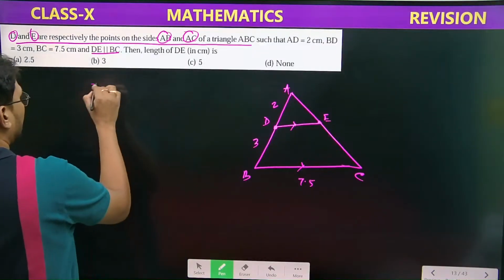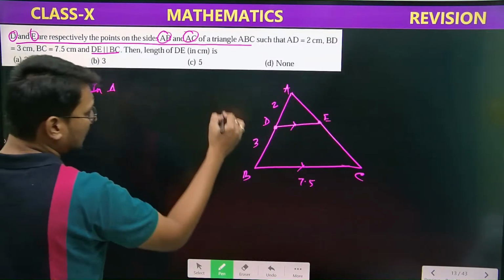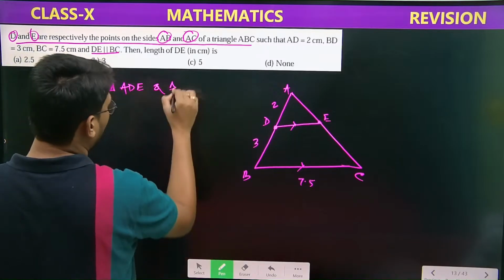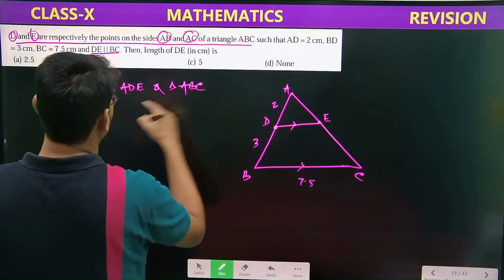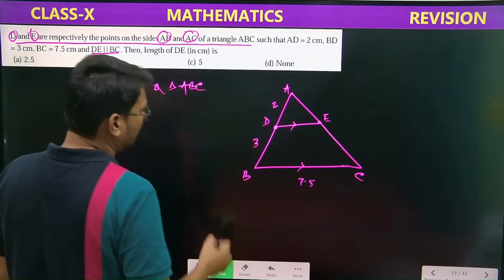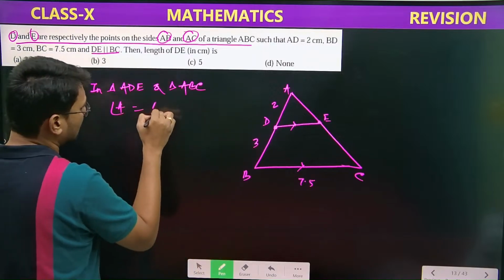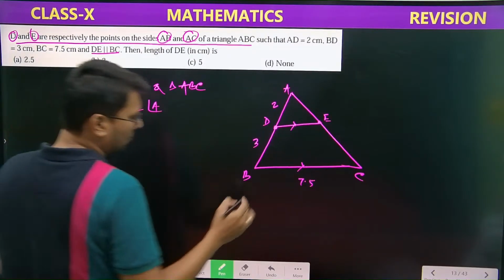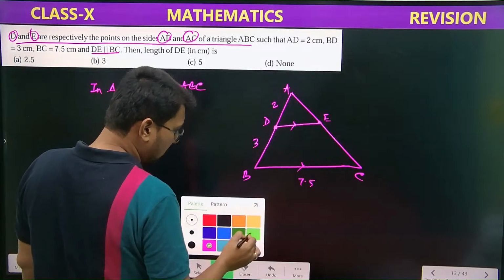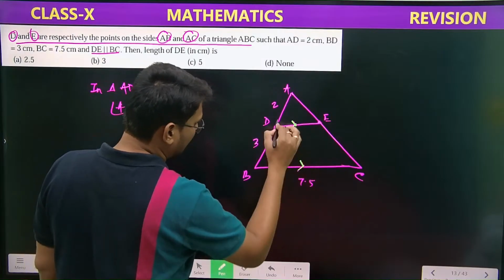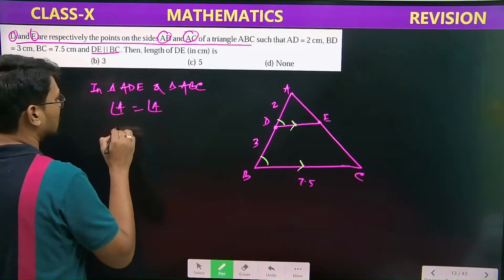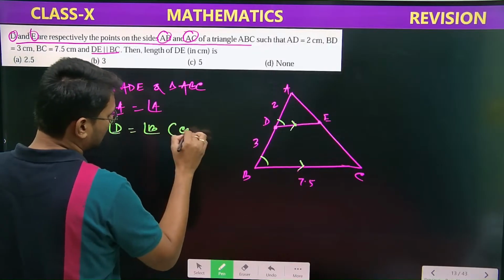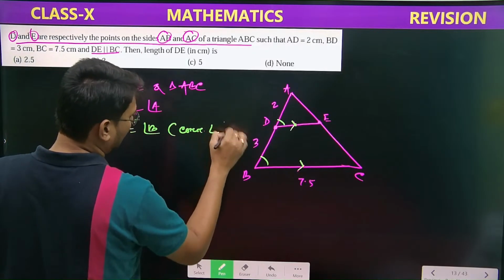Check करो बच्चों. In triangle ADE and triangle ABC, angle A is common. And you know these two are parallel, so I can say angle D equals angle B, that is a corresponding angle. This is common.